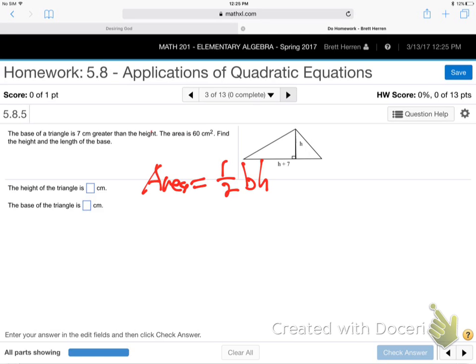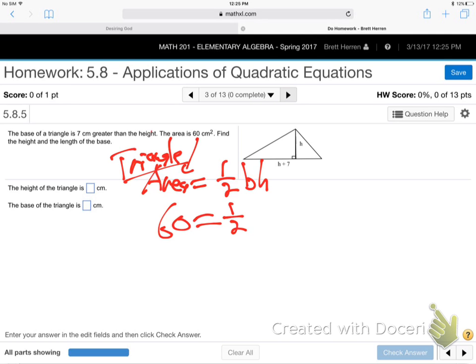So for a triangle, because a triangle is half of a rectangle, isn't it? So half of base and height. Okay. Now, what's the area? 60. Don't worry about the units, just the numbers.